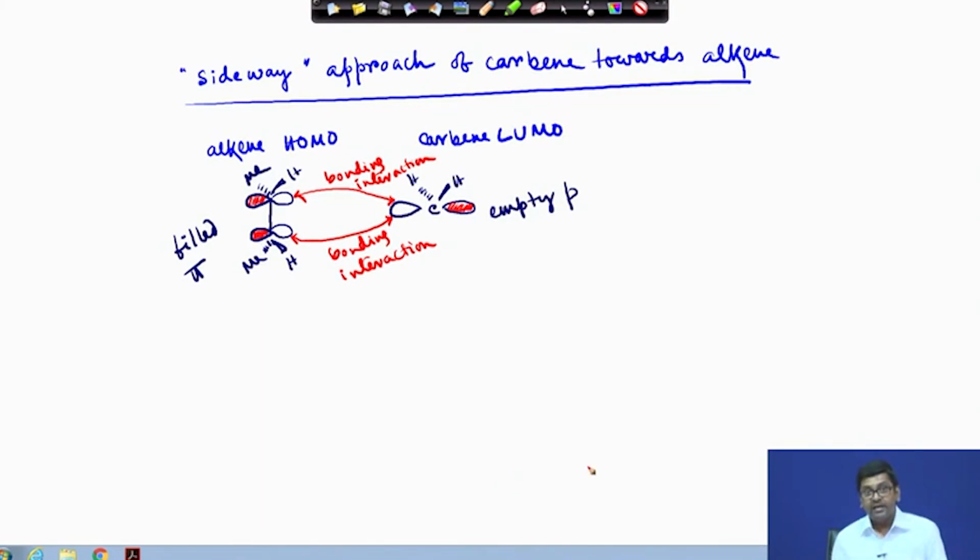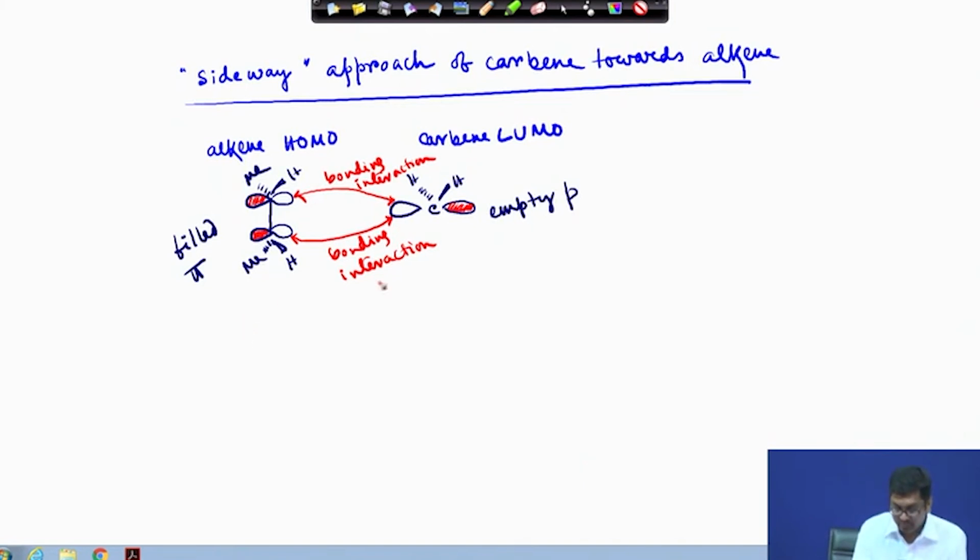Now, we will check in the opposite direction. We have checked previously also in two different ways, taking alkene HOMO and carbene LUMO as well as carbene HOMO and alkene LUMO, but that does not work, okay, because these are giving the antibonding interaction. But here in the sideway approach of this carbene towards alkene, what we found, this alkene HOMO is nicely making these bonding interactions with the carbene LUMO. Let us see the opposite way. That means, now we will take the alkene LUMO and carbene HOMO.